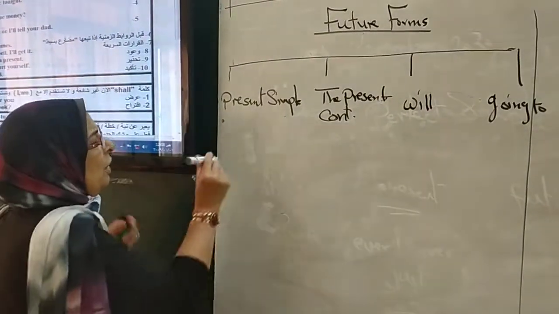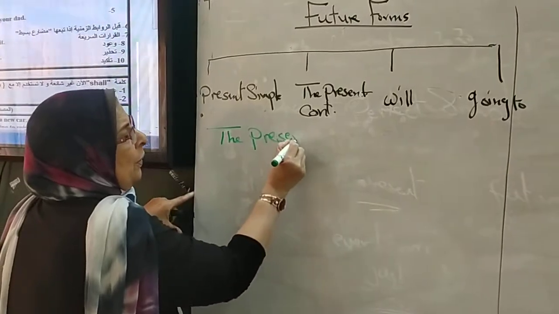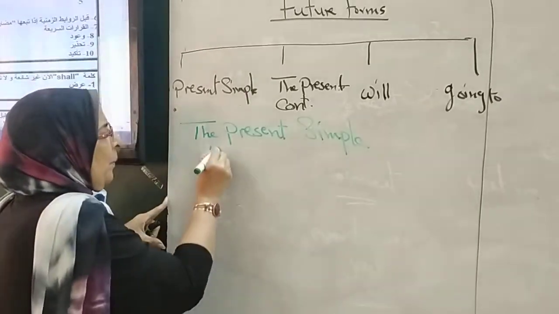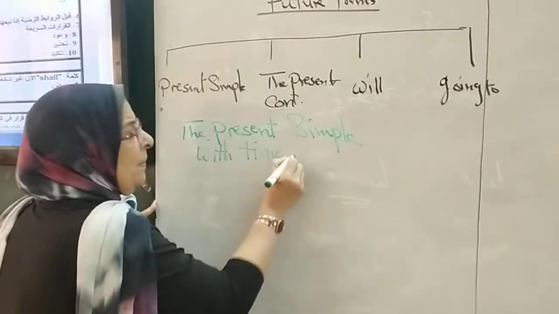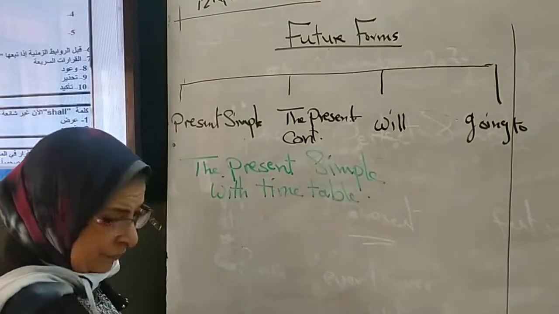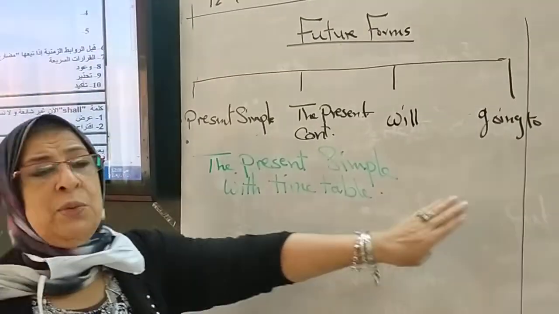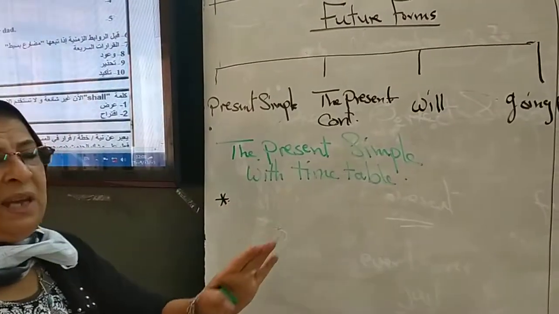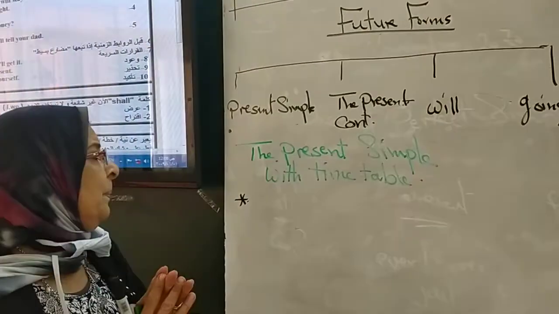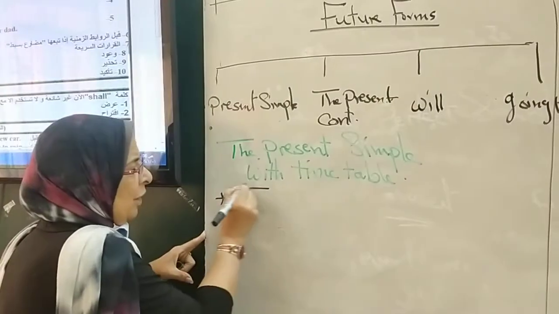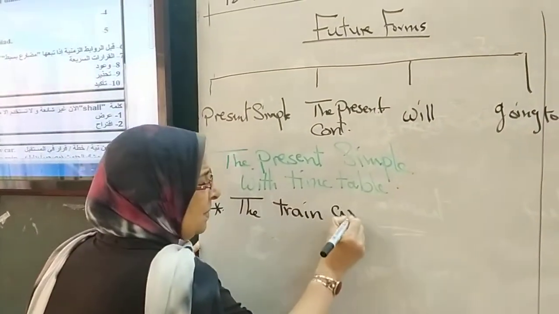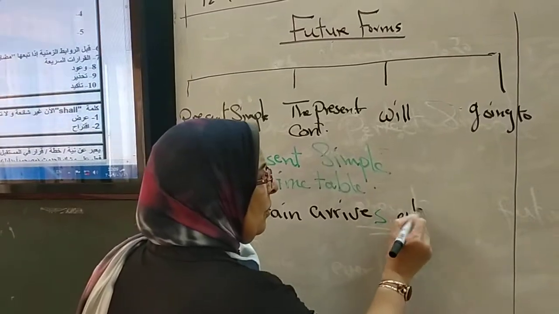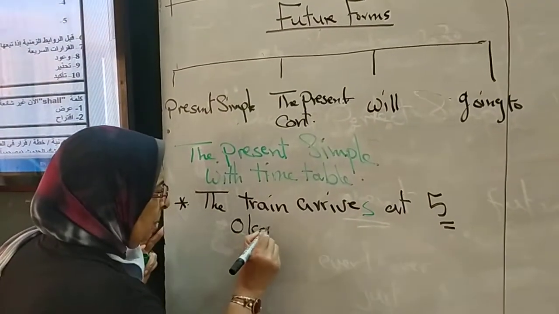Number 1, when do we use the present simple? We use the present simple with a timetable. I mean, if you have a time in the sentence, automatically, without thinking, you are going to use the present simple. We use a schedule or timetable with movies, matches, lessons, films, and so on. So when you say the train arrives, I'm going to use S here. It means the present simple, at 5 o'clock tomorrow.